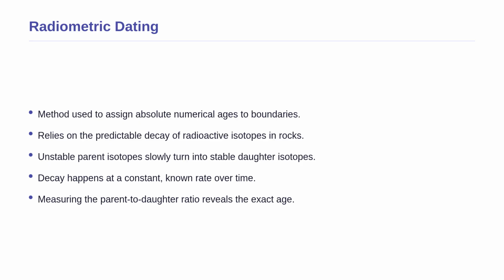So we have this hierarchical calendar, but how do we actually assign specific numbers, like 66 million years ago, to these boundaries? This brings us to radiometric dating. When a rock forms, it contains unstable parent isotopes that slowly decay into stable daughter isotopes. Because this radioactive decay happens at a constant, predictable rate, it acts like an internal clock. By measuring the ratio of parent to daughter isotopes in a rock today, geochronologists can calculate exactly how long ago that rock formed, giving our scale its precise numerical ages.